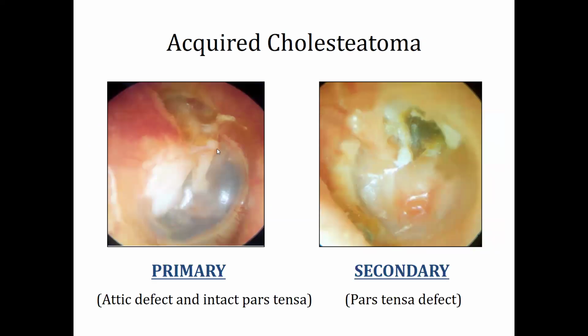Most of the stuff we deal with is acquired, right? Acquired cholesteatoma, right? So we're going to deal with various forms of acquired cholesteatoma. And some people use the primary, secondary nomenclature. I don't typically use this. Most of the things we're going to probably see are going to be attic defects with intact pars tensa because of the nature of the pars flaccida being two layers. It's going to be more apt to get sucked into the middle ear space and prussak's space and pull skin up into the attic, versus a secondary, which would be maybe more of a pars tensa defect. I don't necessarily use those two nomenclatures. I'm more just descriptive on where we're seeing the defect.